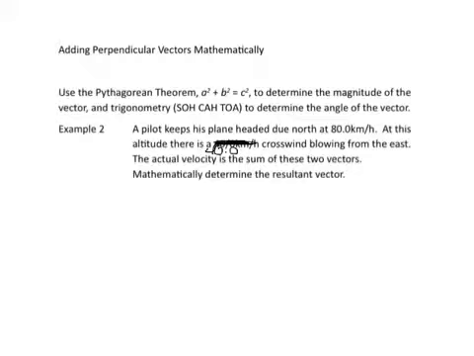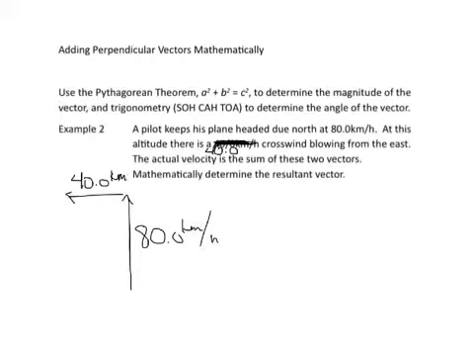What we have going on here is two forces acting on this plane. The first one, the actual plane itself, moving at 80 kilometers per hour. The second one is the wind acting on the plane, moving east at 40 kilometers per hour. And the actual direction, the actual speed of the plane is in this direction in red.